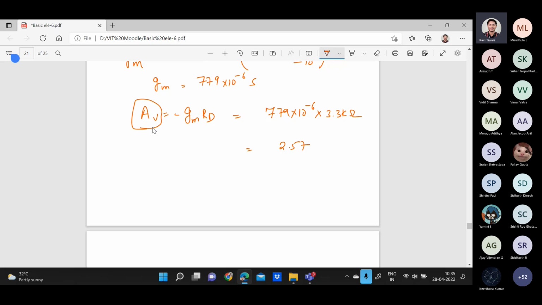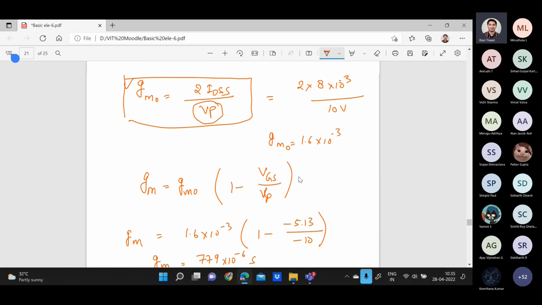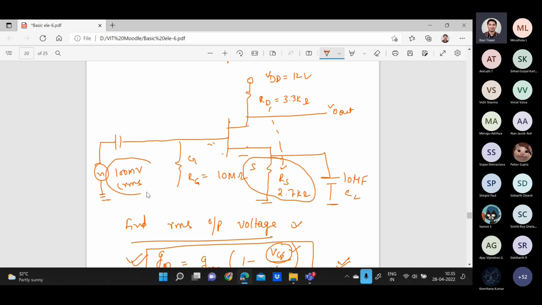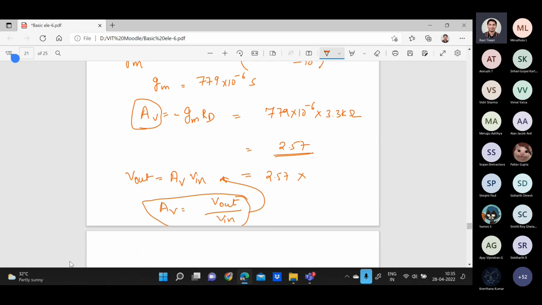That means you know the value of AV, but what we require is V out. V out equals AV into V in. Why? Because AV equals output voltage divided by input voltage. This is actually the formula. If you solve, you will get V out equals AV into V in. We know the amplification gain, 2.57, and V in that we provided is 100 millivolts. If you multiply with 100 millivolts, you will get 257 millivolts.